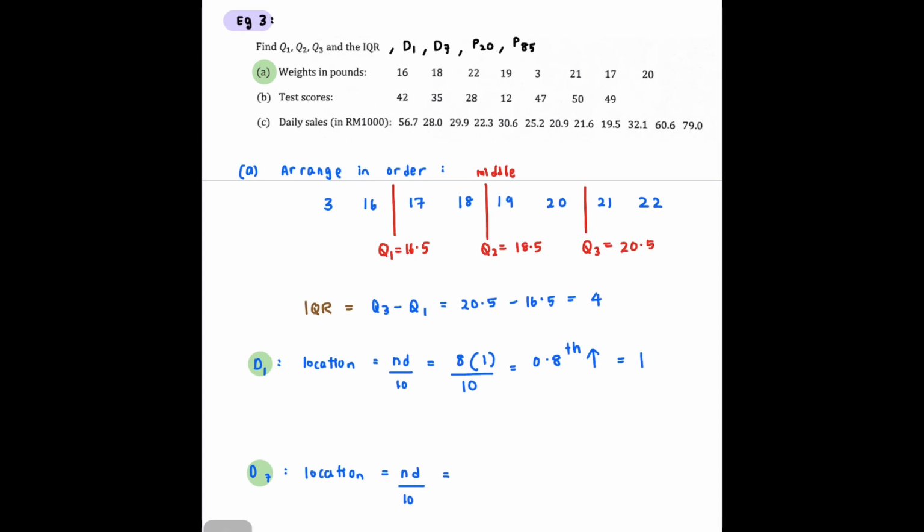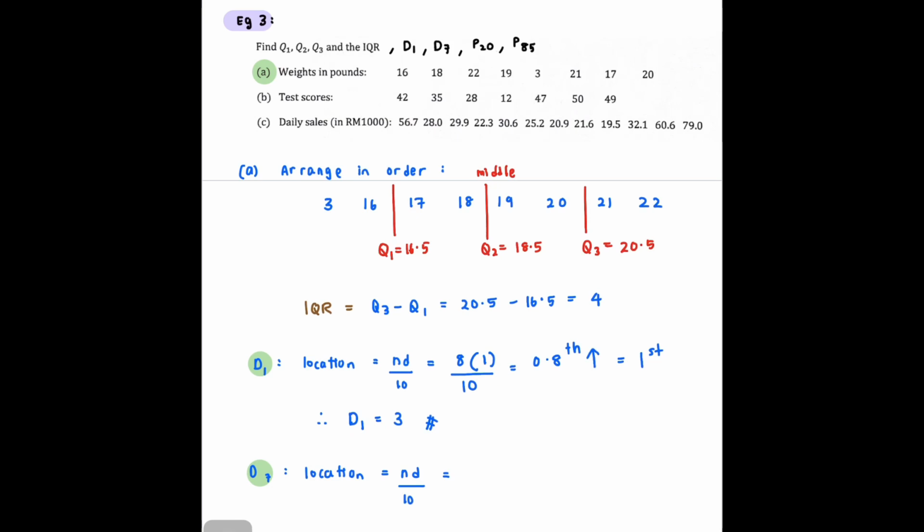Okay. So your position of the data is in the first data. So your answer will be, where is your first data? Refer to the data that you have arranged in order. So this is your first data, which is 3. So the answer for decile 1 will be equal to 3. Okay, that's how you find the position for decile.